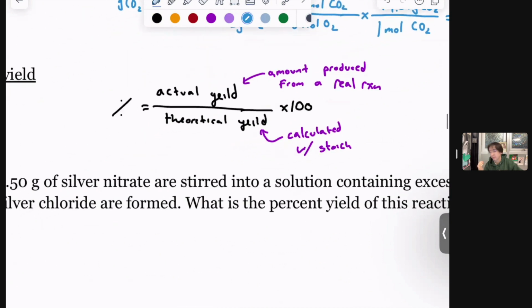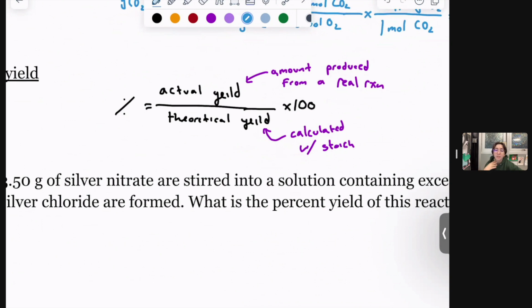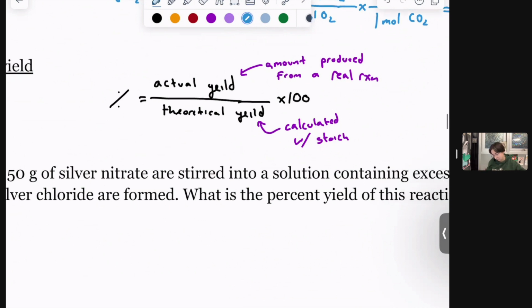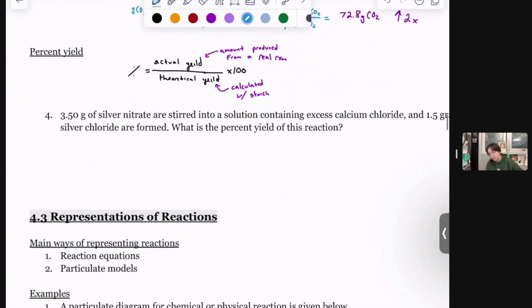So percent yield, that's just a way of comparing those two things. How effective was your reaction is basically what this number tells you. So you just throw actual over theoretical and multiply by 100 because it's a percent. Usually pretty simple. I'll start throwing these on as part of our labs going forward.